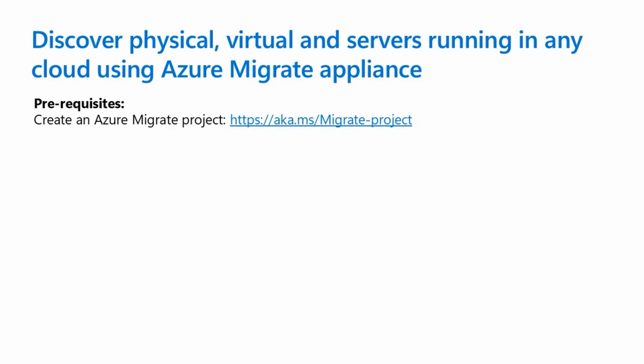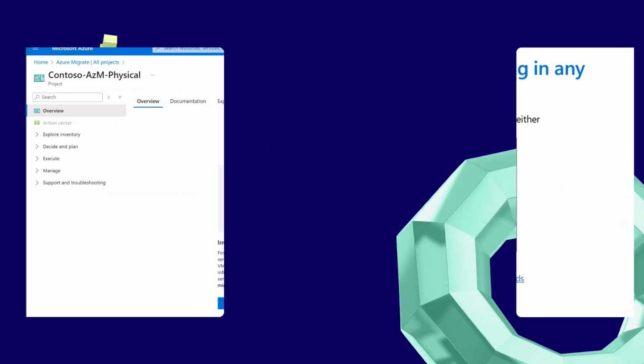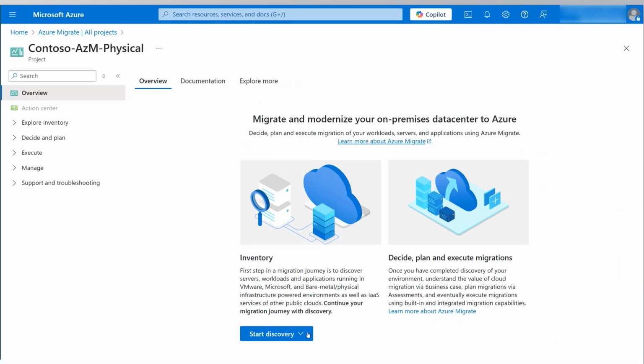Before deploying the appliance, there are a few things you need to have in place. First, make sure the appliance meets the networking requirements and can connect to all the necessary endpoints. Next, prepare your Windows and Linux servers for discovery of installed software, server dependencies, databases, and web apps by setting up least privileged user accounts. Finally, to discover SQL Server instances and databases, create least privileged credentials by following the guide linked in the description.